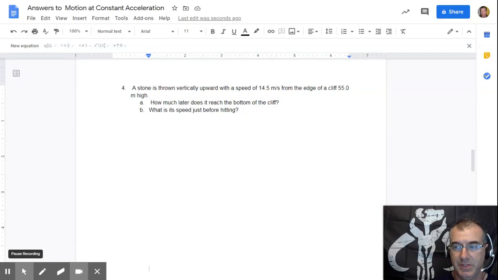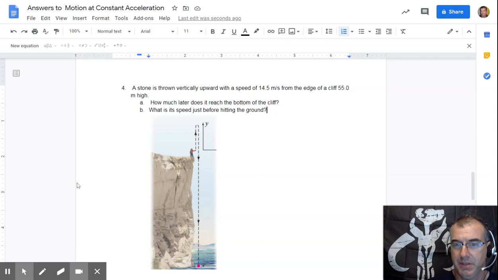Hello, everyone. This is question number 4 on motion at constant acceleration. So here we have a stone that is thrown vertically upward with a speed of 4.5 meters per second at the edge of a cliff that is 55 meters high. We're looking for how much later does it reach the bottom of the cliff, and what is the speed just before hitting. So as usual, the first thing I'm going to do is draw a picture to get a sense of what's going on.